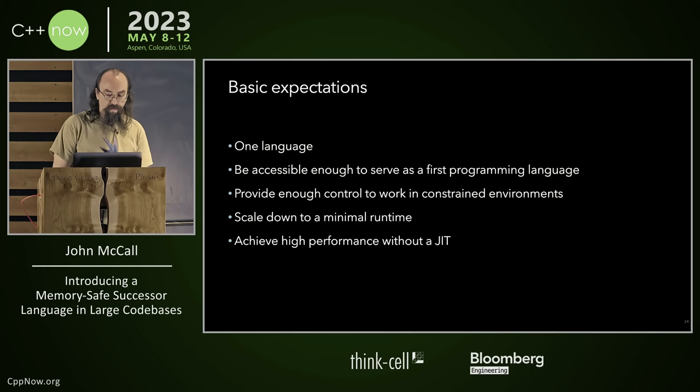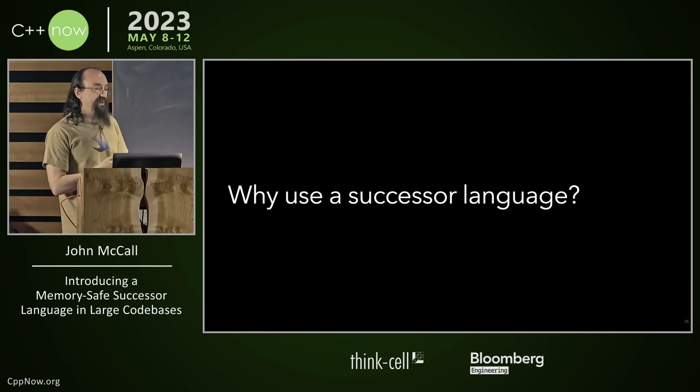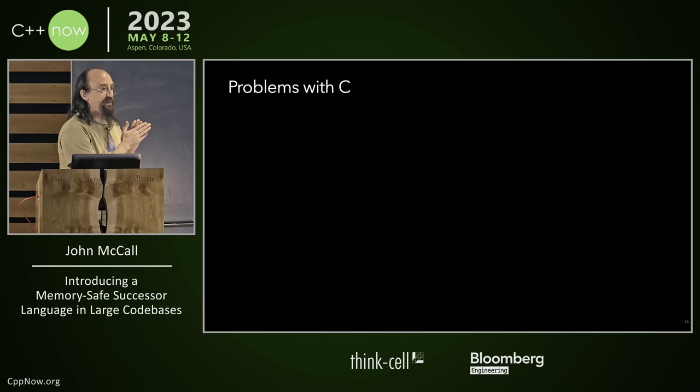So I mentioned before that Apple sees a need for a successor language in all of these places. It's reasonable to ask why. What's so bad with these predecessor languages? And so I thought that we'd start by making a list of all the problems with C.